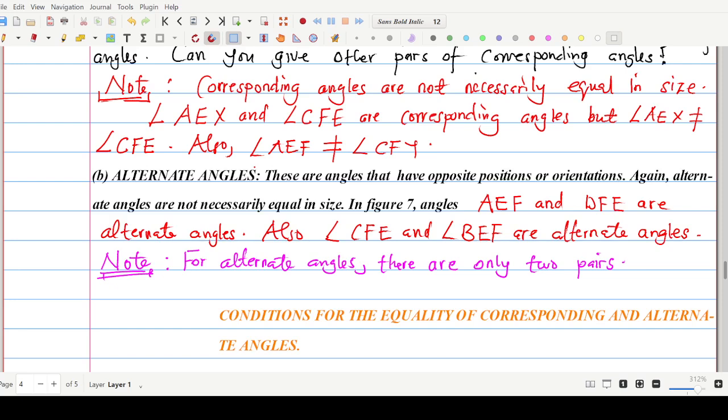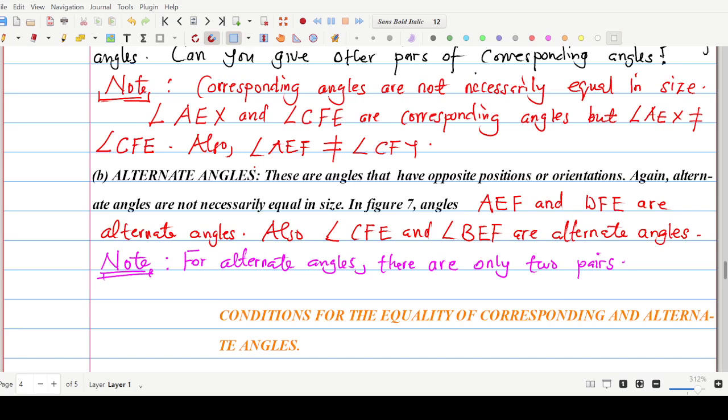As in the case of corresponding, so it is in the alternate case. The fact that angles are alternate does not necessarily mean that they are equal in size. They are two different concepts. Over the years, students have confused these two concepts. So for you to equate corresponding angles, you must ensure that a certain condition is satisfied, which I want to explain now. The same thing goes for alternate angles.